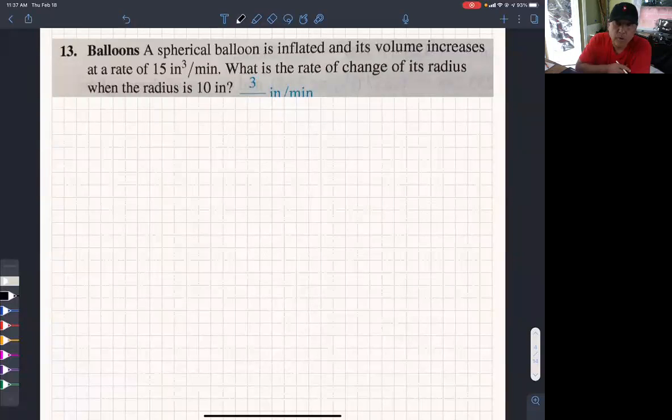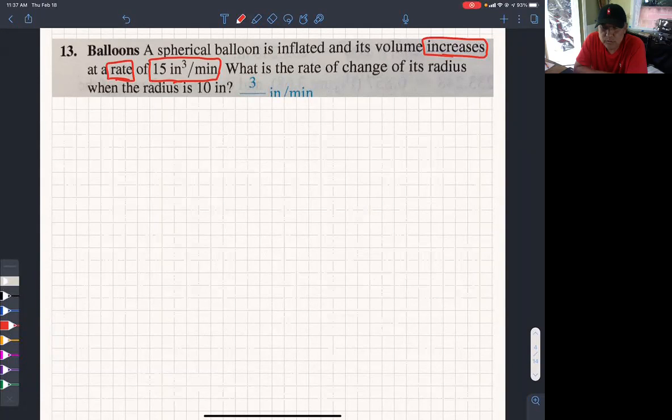All right, this is 3.11 related rates, problem number 13. So you have a balloon, and it says it's spherical and is inflated, and its volume increases at the rate of 15 cubic inches per minute. So increases is a keyword, rate is a keyword, and that's the amount. So we're going to take that and change it into a calculus statement.